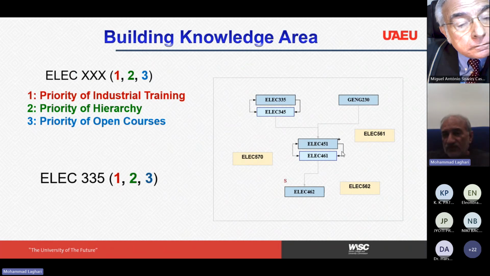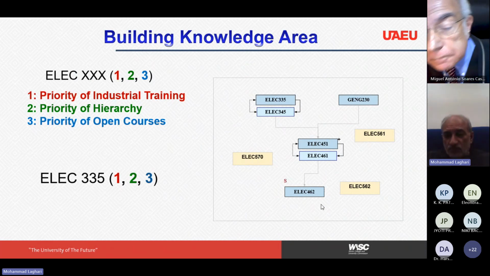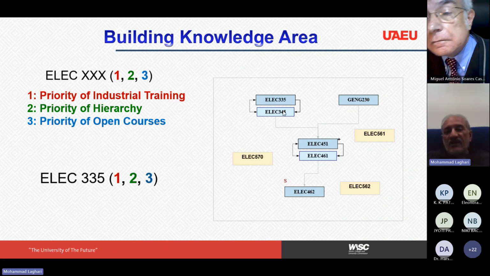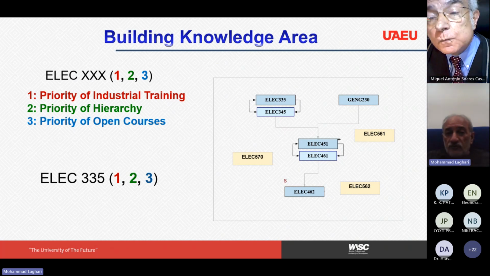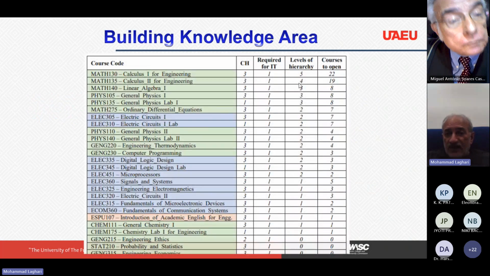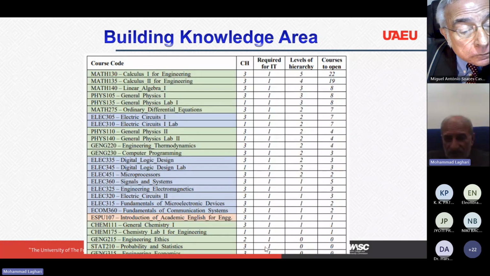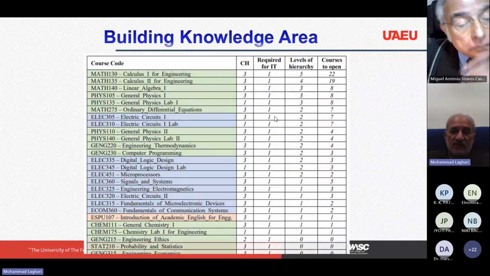Because these courses can be taken in the same semester, there are 2 priority levels here. And priorities to open courses. So this ELECT 335 will open 1, 2, and 3. Labs are included as part of ELECT 335. So if you look at this table again, all such courses need to be taken earlier. Okay, not like in the base of this chart.